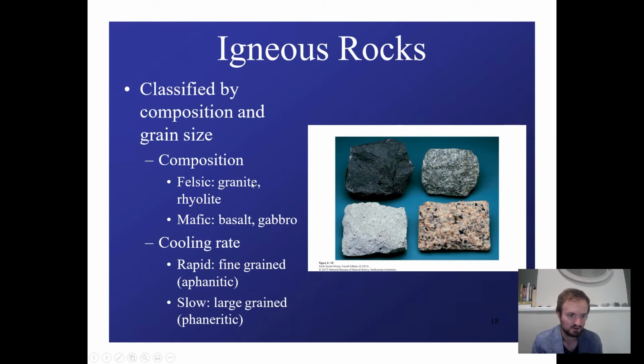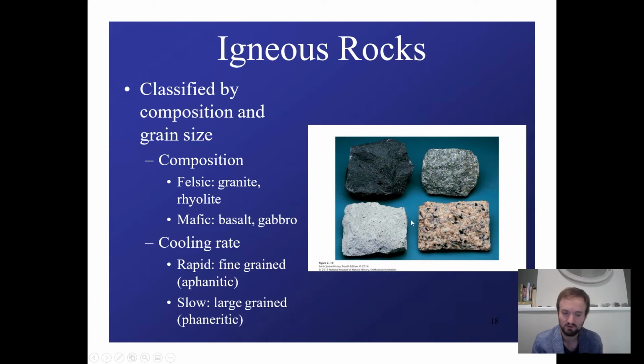So felsic rocks are things like granite and rhyolite. That's these bottom two. I think last week I showed you examples of granite and rhyolite and how they're very similar in color but super different in texture, and that's because of cooling rate. If you cool something rapidly, it becomes very fine-grained, and the term we use for that is aphanitic. Aphanitic means that you don't see very many crystals, or any crystals at all.